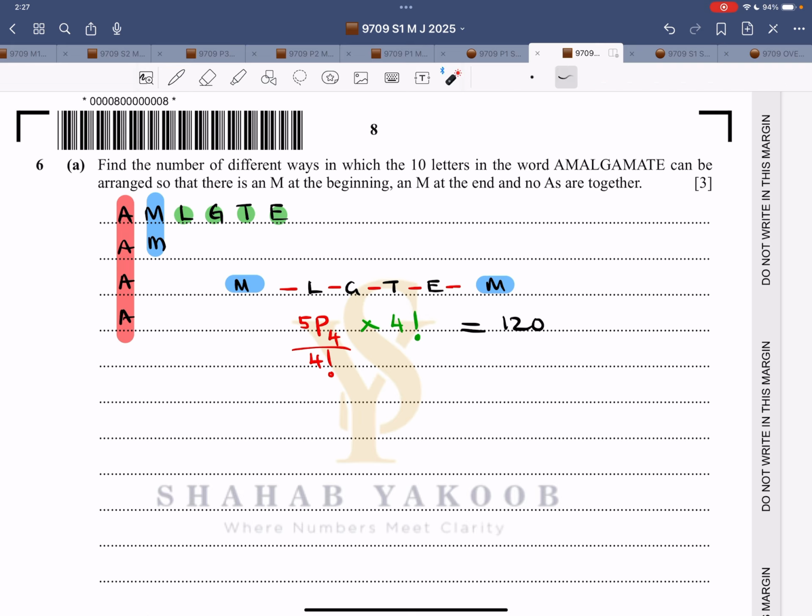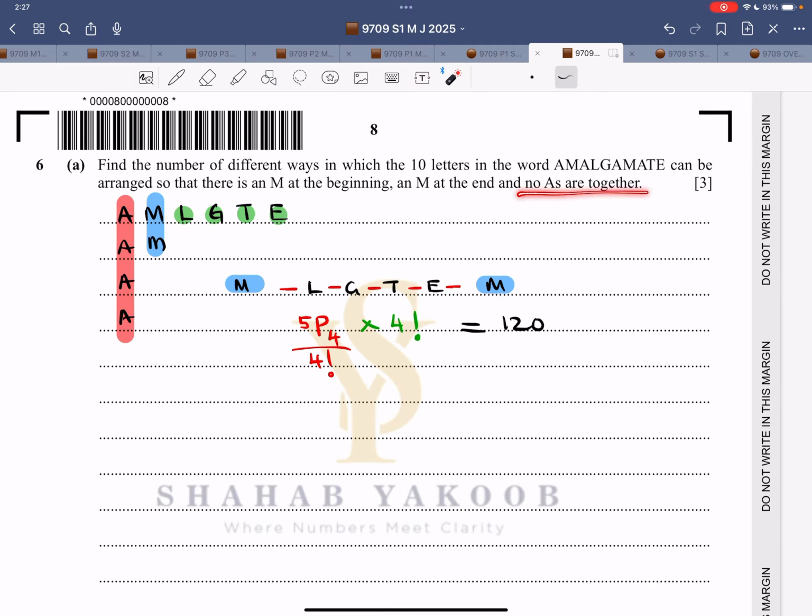Now we are on question number 6. It says find the number of different ways in which the 10 letters of the word amalgamate can be arranged. So A, M, A, L, G, A, M, A, T, E. Okay, all clear. So there are 4 A's, 2 M's, 1 L, G, T, E. There is an M at the beginning, M is fixed, identical, one option. M is fixed at the end, one option.